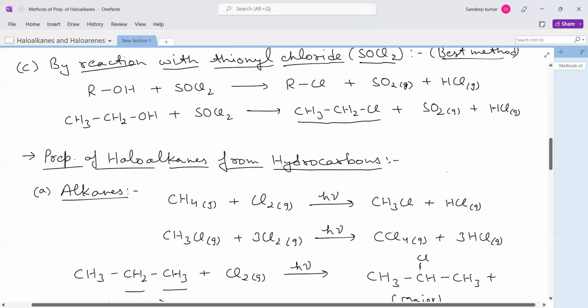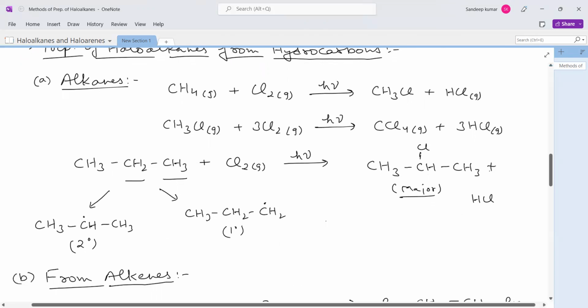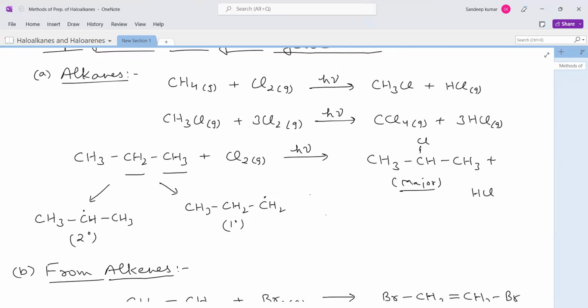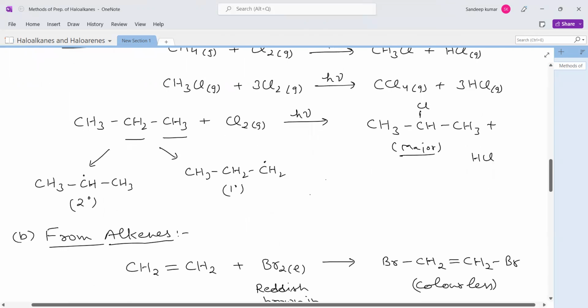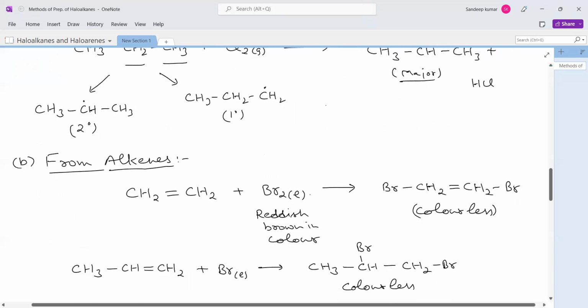Let us recapitulate. We started from alkanes. When we react alkanes with chlorine in the presence of sunlight, photochemical substitution takes place, in which hydrogen gets substituted with the halogen atom. If we take propane, the reaction follows a free radical mechanism leading to the formation of the most stable free radical, which is the secondary free radical. So if we do monochlorination of propane, the chlorine atom will be substituted at the central carbon.